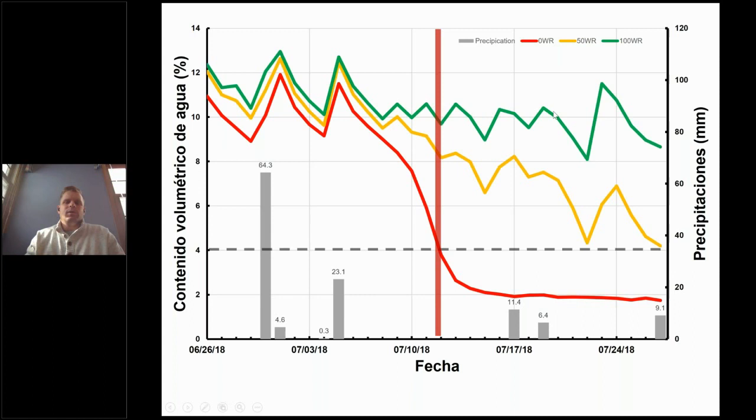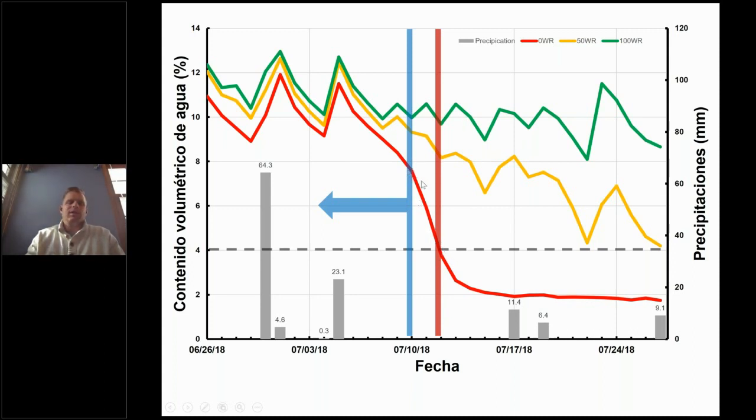We tried 100% replacement and 50% water replacement, and we see that none of those treatments ever got down to the level of the wilt. So when we're trying to figure out when we have to water to avoid the wilt, we're looking at this really narrow window of about 2 days where the grass quickly went from plenty of water to wilt.